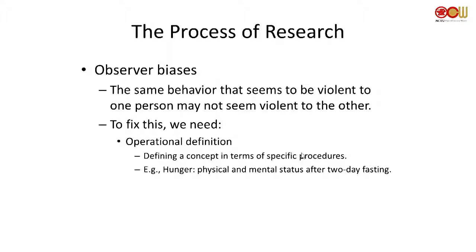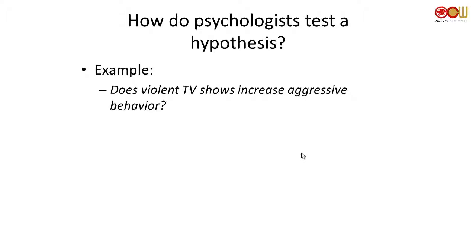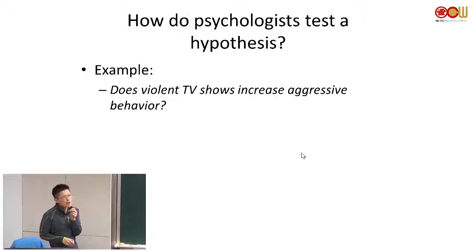Okay. Before you start to collect data, this is the first difficulty, the first problem you come across. There is something called observer bias. What is observer bias? For example, you want to know whether a violent TV show will increase aggressive behavior. Okay, the first thing you have to do is to quantify violent TV shows and aggressive behavior. But how would you quantify it?